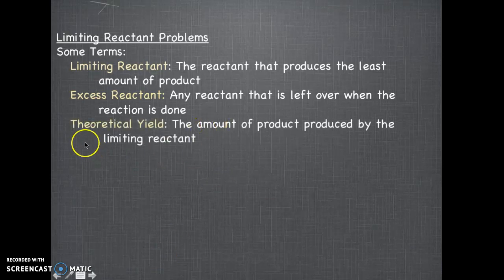This one over here is called theoretical yield, and this is just how much product is actually made by the limiting reactant. You could think of this as when you actually carry out the calculations for a limiting reactant problem, the theoretical yield is really just your answer. This is how much product of whatever it is that you're actually supposed to get according to calculations in a perfect world.